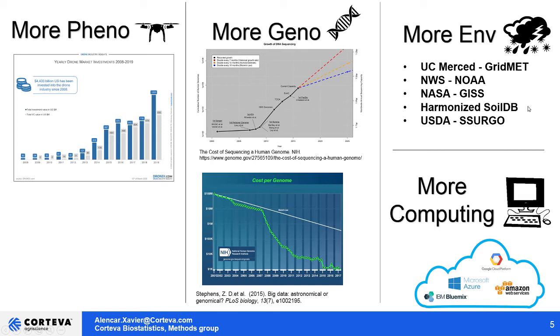Likewise, we have been observing that more and more robust environmental data has been made available to the public. Here are some examples of public databases, including NASA, Harmonized Soil DB, the USDA, GridMET, and the National Weather Service. And in addition to having all this data, we have more computing power now as cloud services have become more inexpensive. So basically, having all the data and the computing makes all the ingredients to bake the cake.